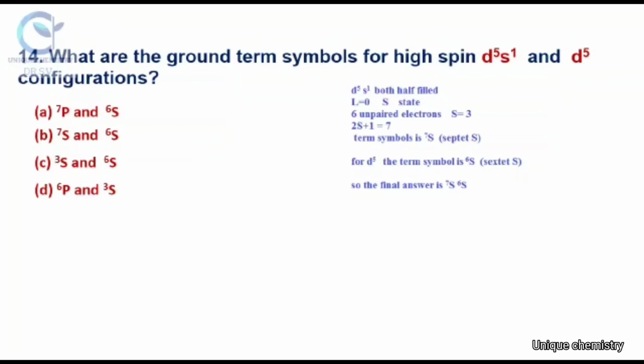6 unpaired electrons, S equal to 3. So 2S plus 1 is equal to 7. The term symbol is septet S. For d5 the term symbol is sextet S. So the final answer is septet S, sextet S. So B is a correct option.